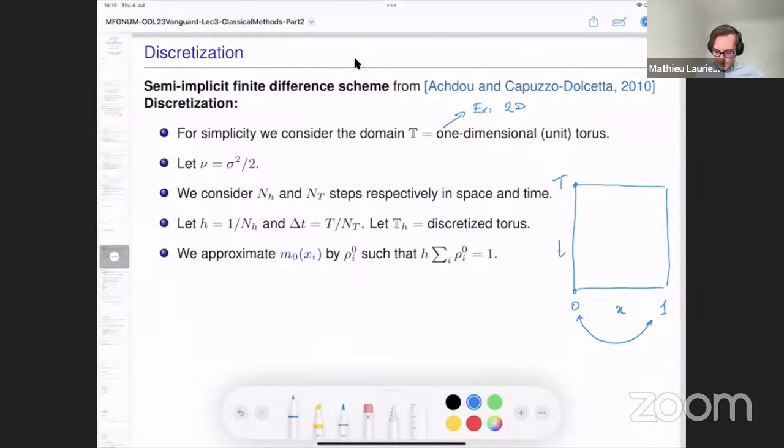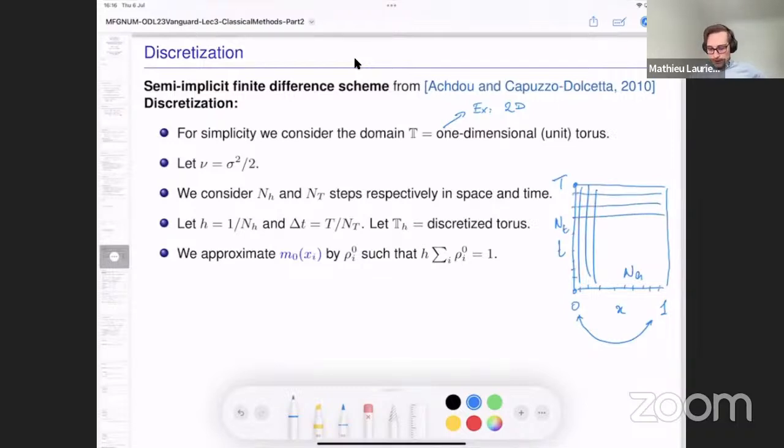And then we say, well, we are going to make a grid like this. So I'm going to have a number of points, which is N_h. So sorry, there are N_h steps in space and N_T steps in time. So I discretize like this, and you end up with a grid.